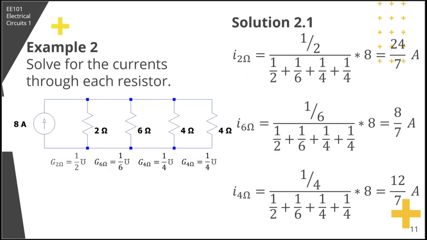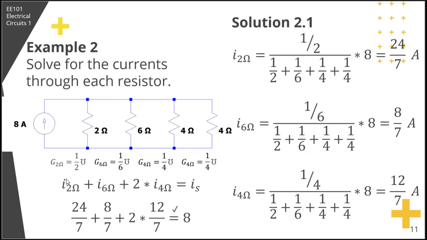Tapos if we are to check our answer kung sakto ba siya, hinumduman nato again nga ang sum of the currents in the individual branches kay dapat equal sa imuhang source current. Okay?